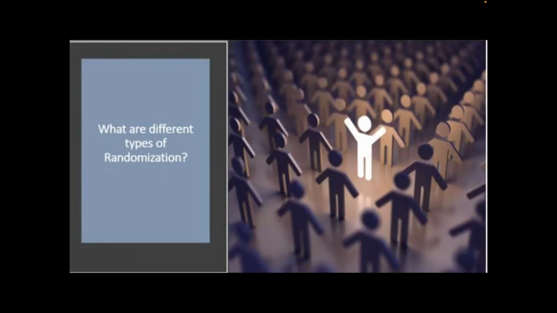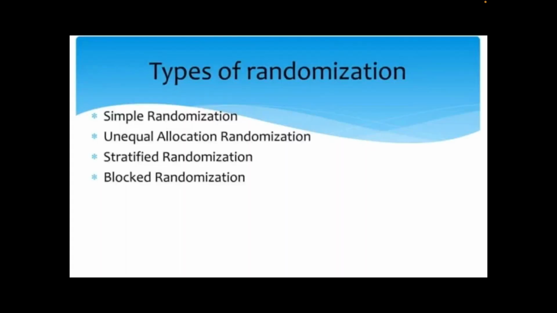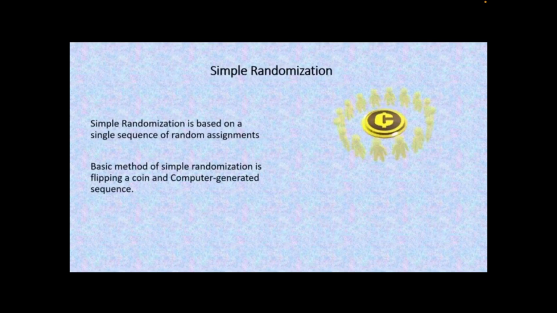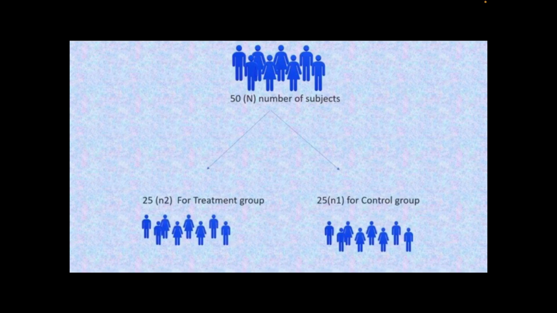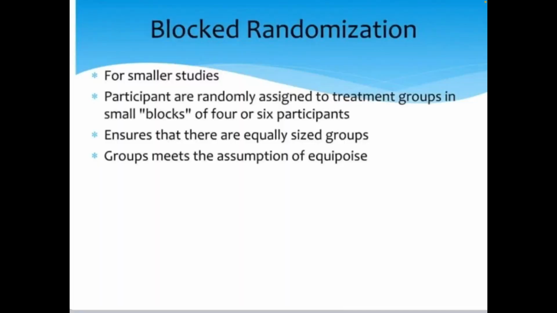What are the different types of randomization? The types are simple randomization, unequal allocation randomization, stratified randomization, and block randomization. Simple randomization is based on a single sequence of random assignment. The basic method of simple randomization is flipping a coin or using a computer-generated sequence. For example, 15 subjects are divided into two groups of equal number, a treatment group and a control group.